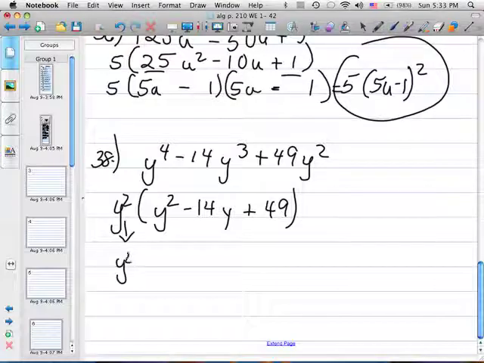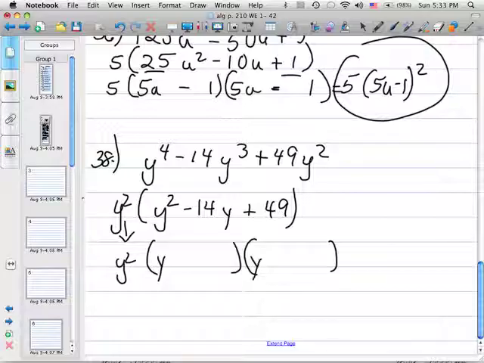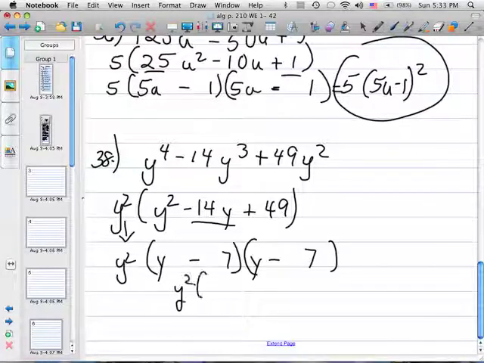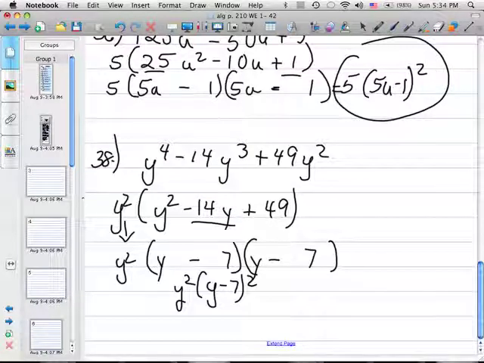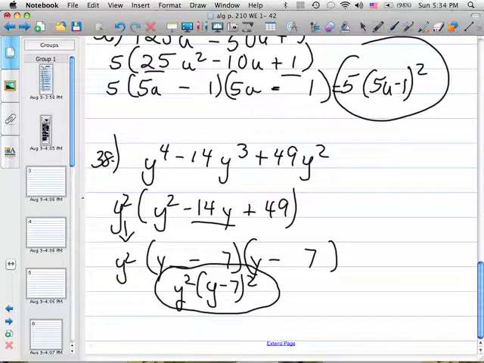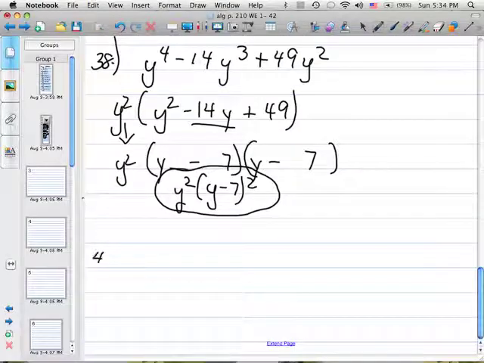We bring down the y squared. We factor y squared. Square root is y. Square root of 49 is 7. Checking the middle, 7 times y. This is double it, and they're both minuses. So y squared times the quantity y minus 7 squared. If you don't pull out the y squared, you're going to find it down here, and you're going to have to pull it out here. So it's better to pull it out to begin with.